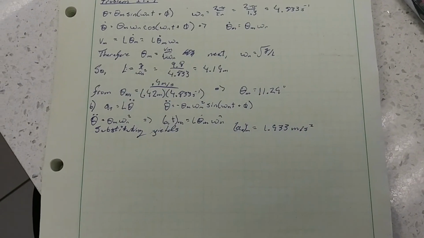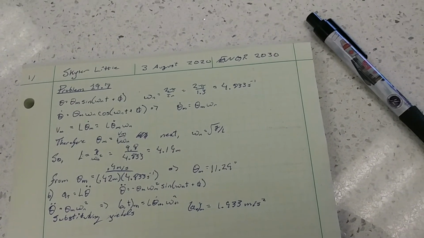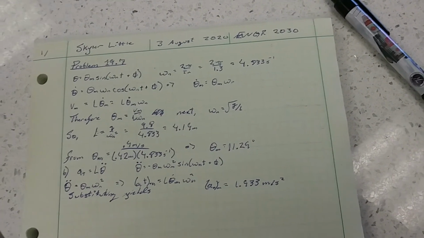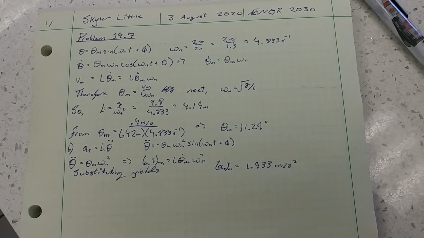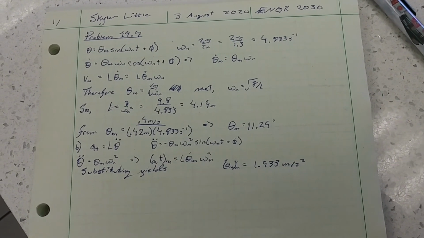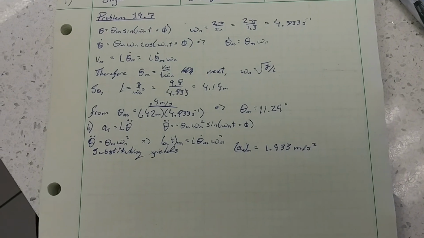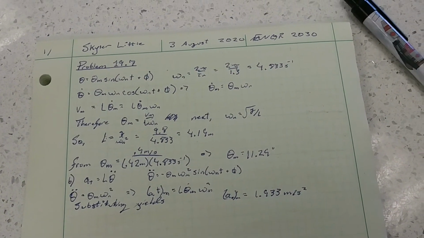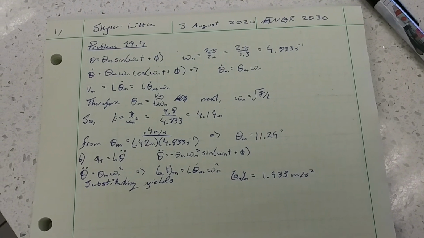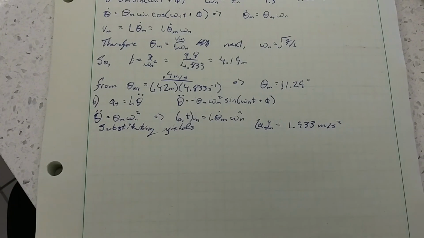Okay, so we start out with our harmonic motion equation. So we've got our equation for theta, which is equal to theta sub m times sine of omega n times t plus phi. And then we've got our equation for omega n, which we can plug in our known values and solve for that and get omega n equals 4.833 radians per second.